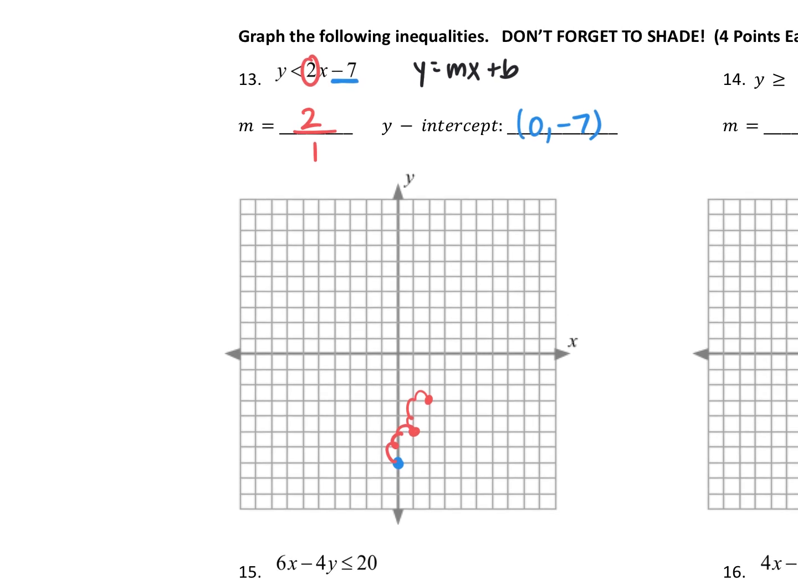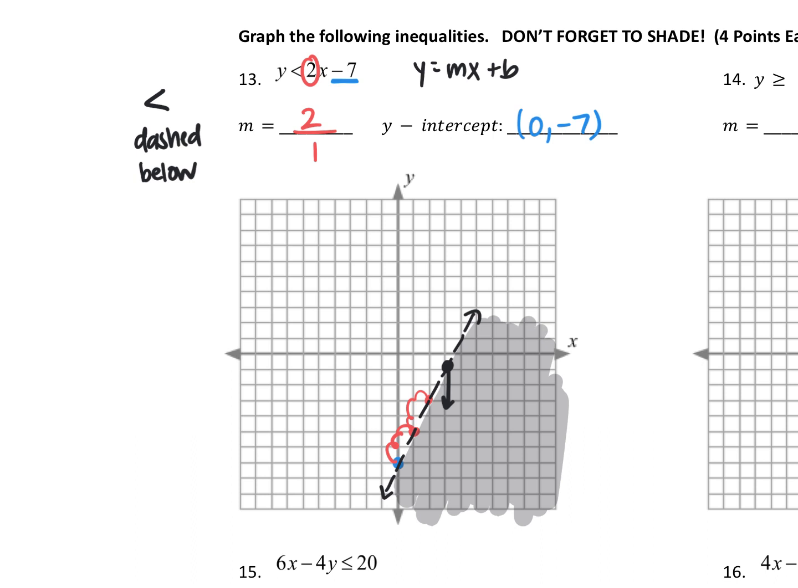Since my symbol is less than, I know that it is going to be dashed. And I know that I'm going to shade below the line. So I'm going to go ahead and draw my line here. It's going to be dashed though. Still has arrows on both sides. And then I'm going to shade everything below that line. So I'm going to pick a point on that line, and I'm going to go either directly below or above. So that is the direction that I'm going to shade. So everything underneath that line should make this inequality true.